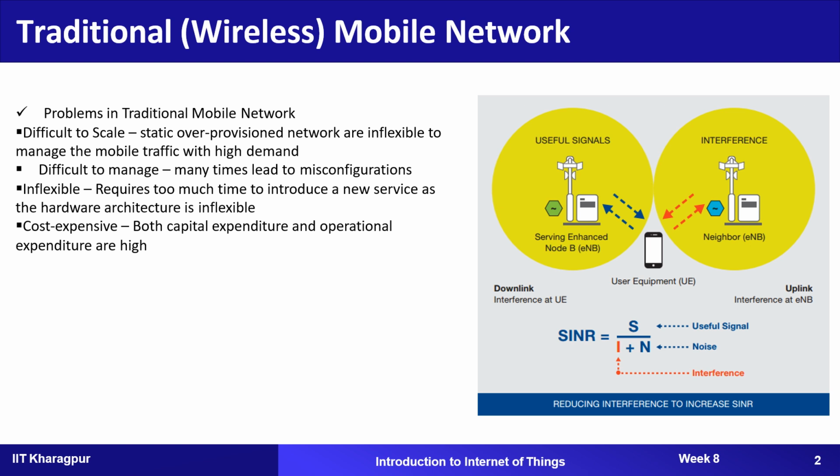So first of all, your traditional mobile networks are difficult to scale because these are static, over-provisioned networks and are inflexible in managing mobile traffic with high demand. Second, the traditional networks are difficult to manage. Many times it leads to misconfiguration. The next challenge is that these are inflexible. They require too much time to introduce a new service, as the hardware architecture in your traditional mobile network is rigid. Then also your traditional mobile networks are expensive.